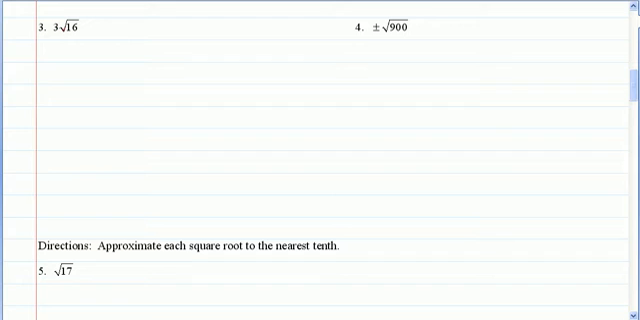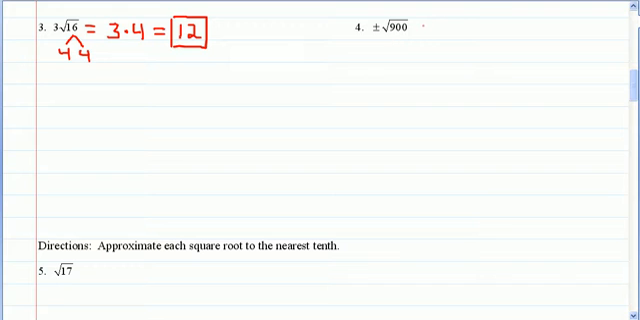For number 3, we have 3 times the square root of 16. And for 16, two of the same numbers that multiply to 16 are 4 and 4. So I just take the 3 that's already in front, multiply it by the number 4 so that I get 12. So for number 4, this symbol in front is read plus or minus. So we have plus or minus the square root of 900.